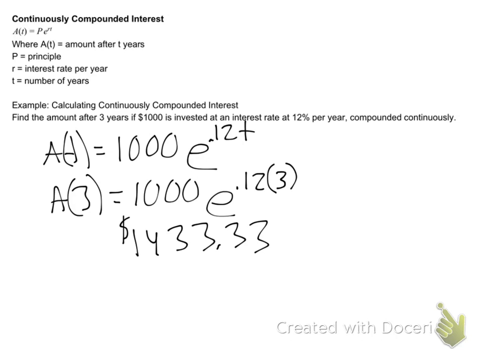So this is doing it more often. Now this is only 3 years. Make this over 60 years, it's going to be an even bigger difference. So the more times you compound your interest, the more money you will have.